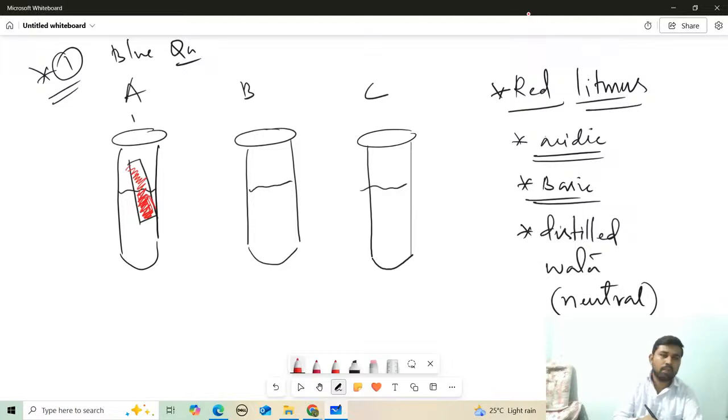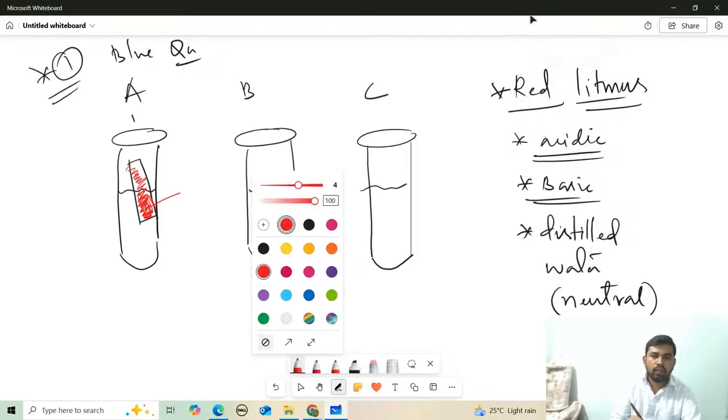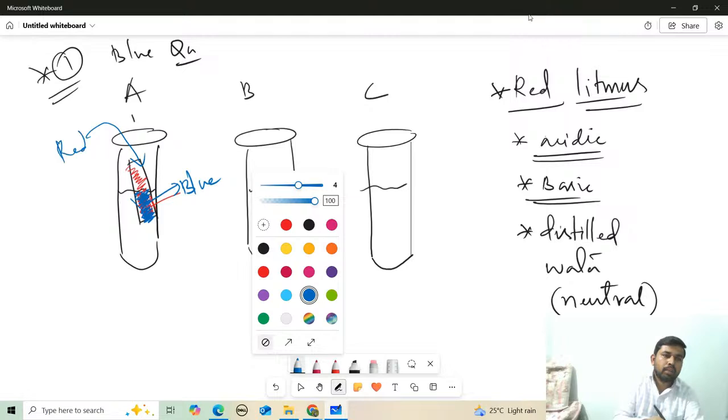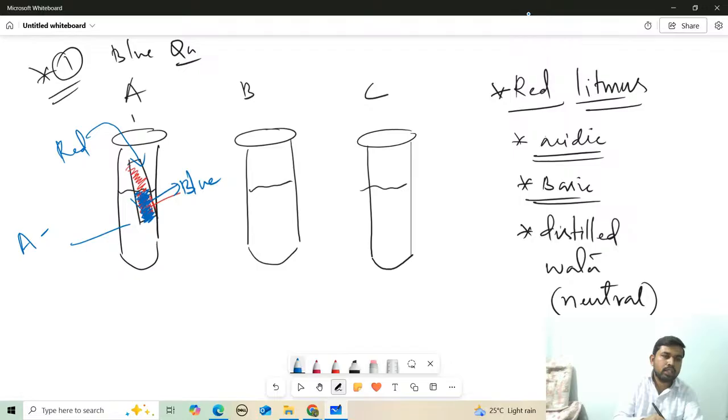Try to understand. Again I am saying, if A is acid, red remains red. If A is neutral, red also remains red. Suppose in solution A the paper turns into blue, the half of the paper inside the solution turns blue. We kept a red litmus paper and it turns blue, so the solution is basic in nature. A is basic in nature.